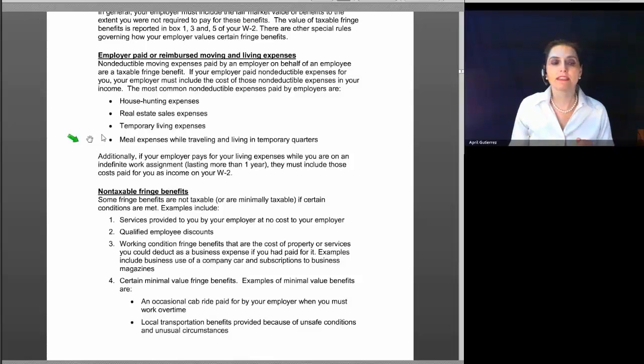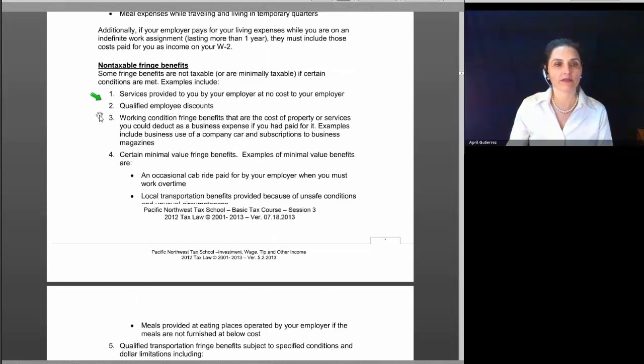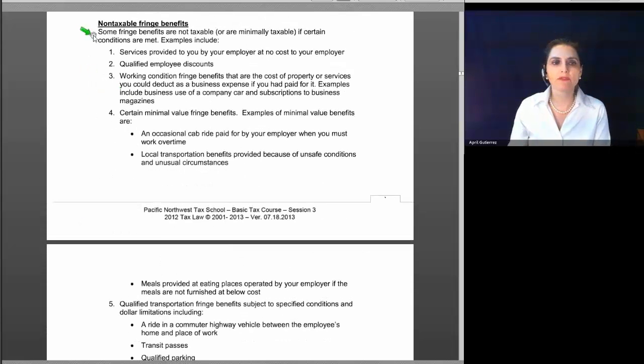An employer may still give these benefits to an employee, but if the employer does pay these benefits for an employee, again, the employer has to gross up the employee's pay by the cost or value of those benefits paid for the employee. Now here we do have a listing of some of the non-taxable fringe benefits. Some fringe benefits that are not taxable or are minimally taxable if certain conditions are met. Examples of these include services provided to you by your employer at no cost to your employer.